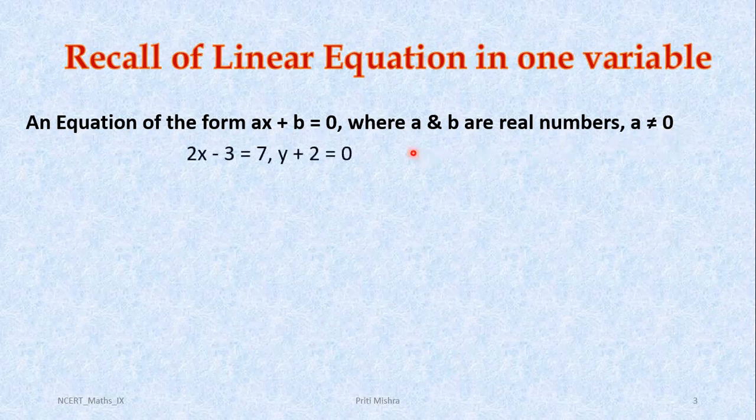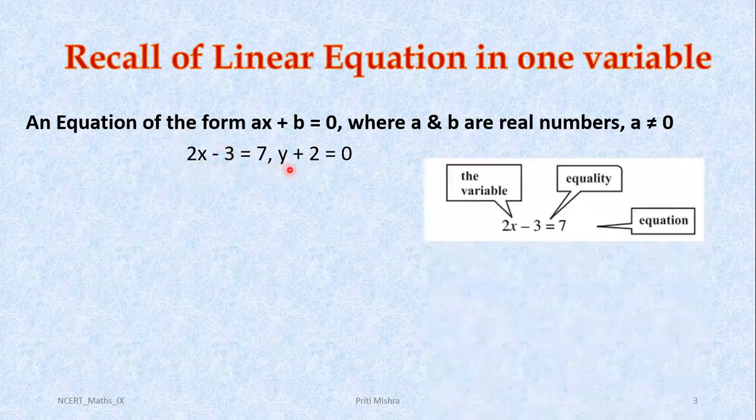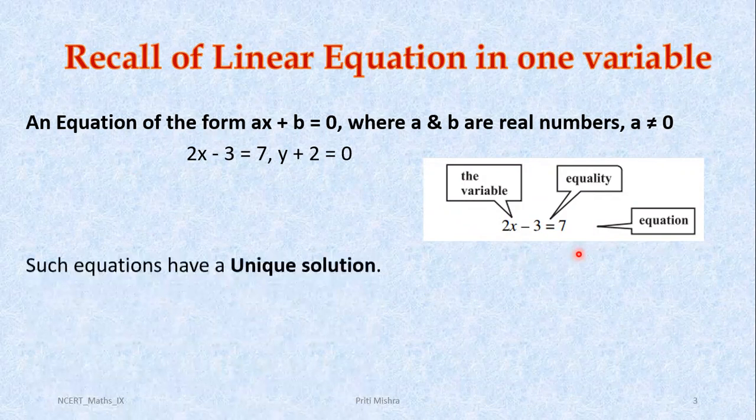Let's have some examples. 2x minus 3 equals 7, and y plus 2 equals 0. These are linear equations in one variable. Here in the first equation, x is the variable, and in the second, y is the variable. In 2x minus 3 equals 7, x is the variable, this is the symbol of equality, 3 and 7 are constants, and this whole combination is known as an equation. This is a linear equation in one variable.